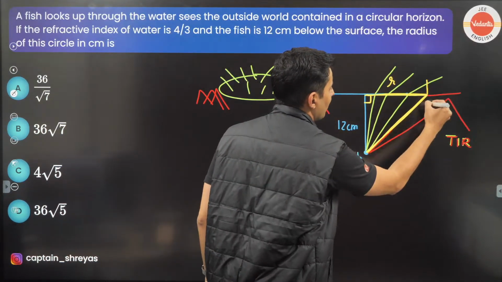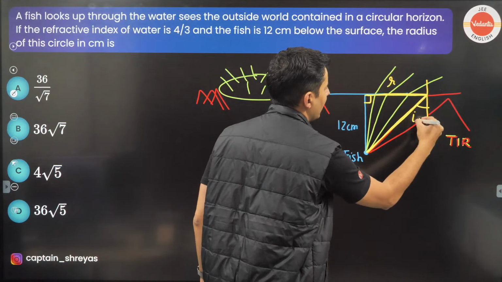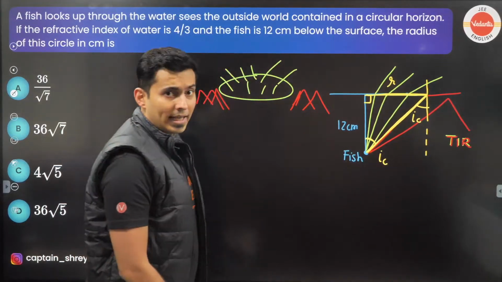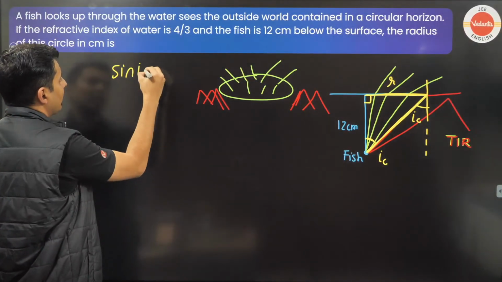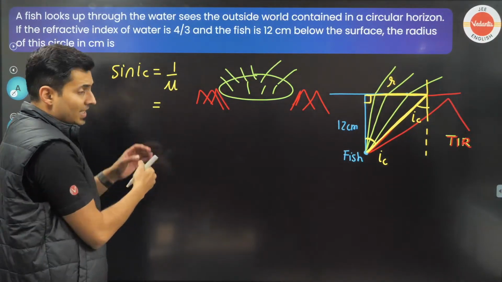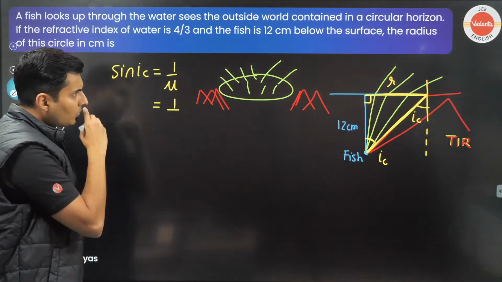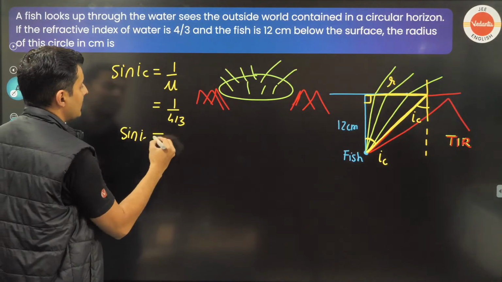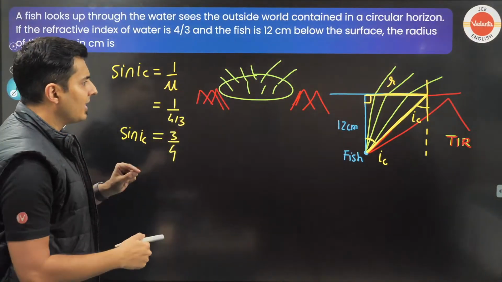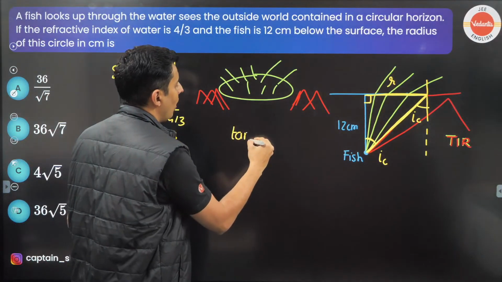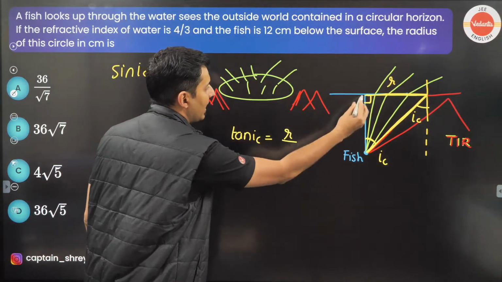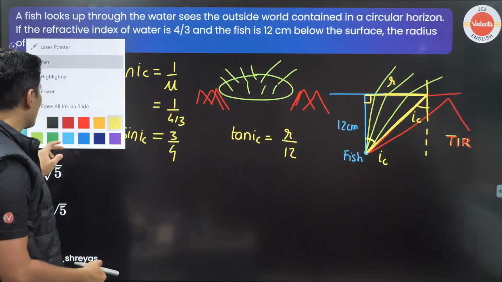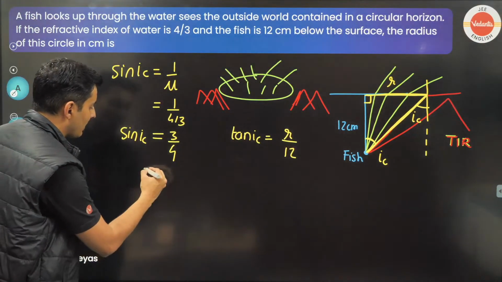I just know one more thing. If I draw a perpendicular here, this is the critical angle, and so is this the critical angle, because these are two parallel lines. So this is also the critical angle, and we all know sine of that critical angle is 1 by refractive index. That's the formula. So mu is given to be 4 by 3. So basically sine of IC is 3 by 4. Now how do I find the radius? I know from here that tan of IC is nothing but opposite side by adjacent side, which is 12. But I do not know tan, I just know sine. I can just quickly draw a simple triangle to help me out.